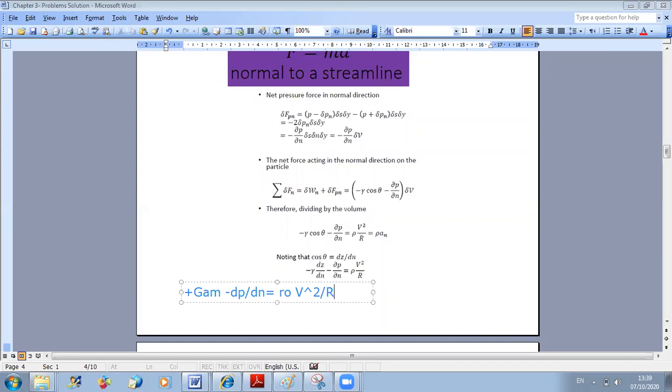Now, you know Z3 and Z4, so you know the coordinates of points 3 and 4 as a function of Z. This is why I will replace N by Z. Since dz is equal to minus dN, if I replace it, I will get gamma plus dp over dz equals rho V squared over R.